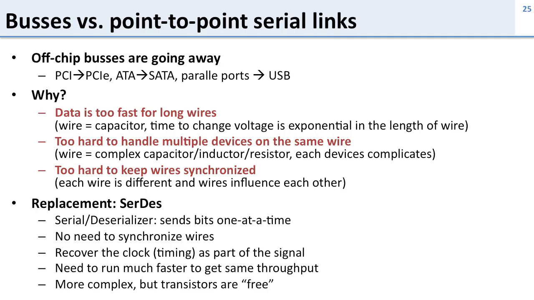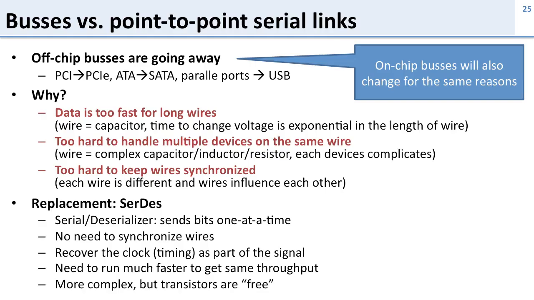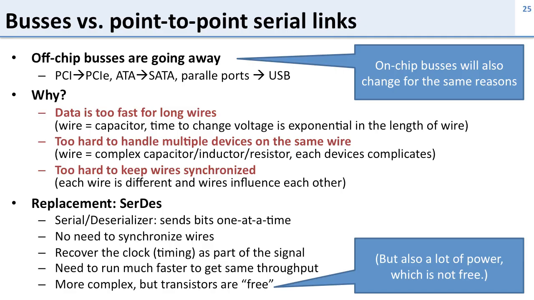So the reason we can do this is because while they're more complex, we can afford the transistors. So we can afford to spend a lot of transistors to make a clever serial port instead of trying to figure out how to make a better wire. So we've said that off-chip buses are going away, and we're going to see the same thing in on-chip buses in the future. So when we start seeing 100 cores on a chip, we're also going to start seeing serial links on chips. The other thing that's important to keep in mind here is that while these transistors may be free, they also use a lot of power. So these serial ports use a lot of power on chips. So that part is not free.